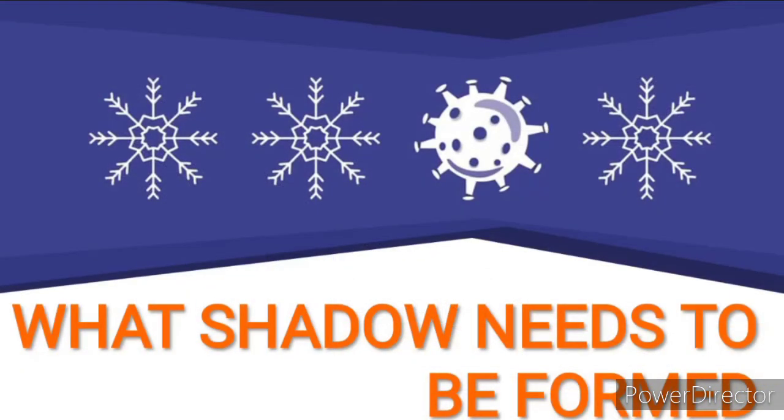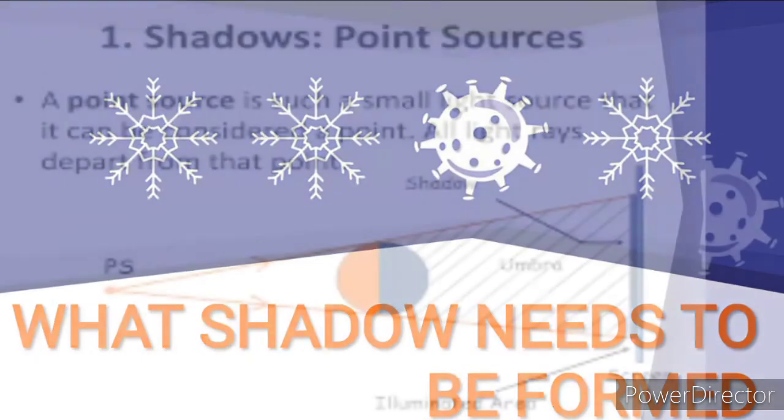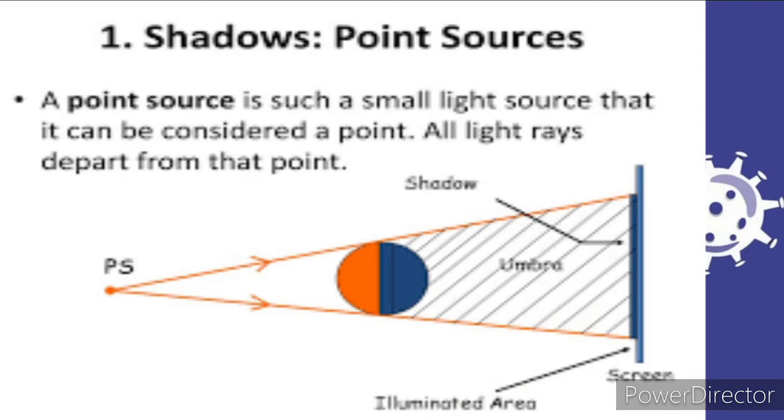What does a shadow need to be formed? So we need to learn what shadows need in order for them to be what? Formed. Number one, a shadow needs a point source, which is also a light source. A point source is such a small light source that it can be considered a point. All light rays depart from that point. Can you see the shadow, the umbra, the screen, and the illuminated area? Wow!